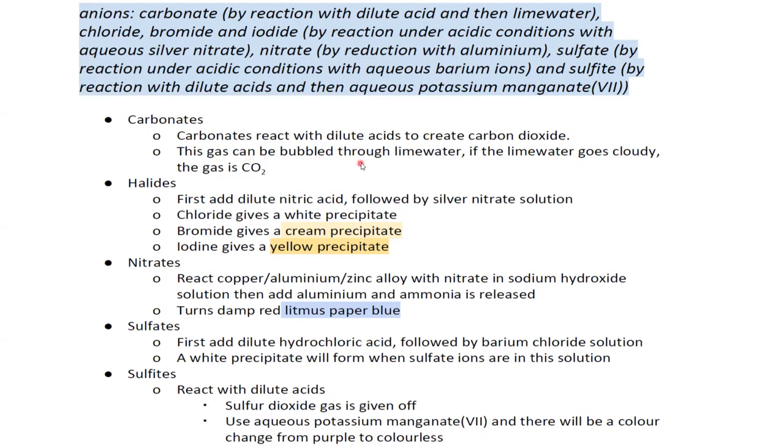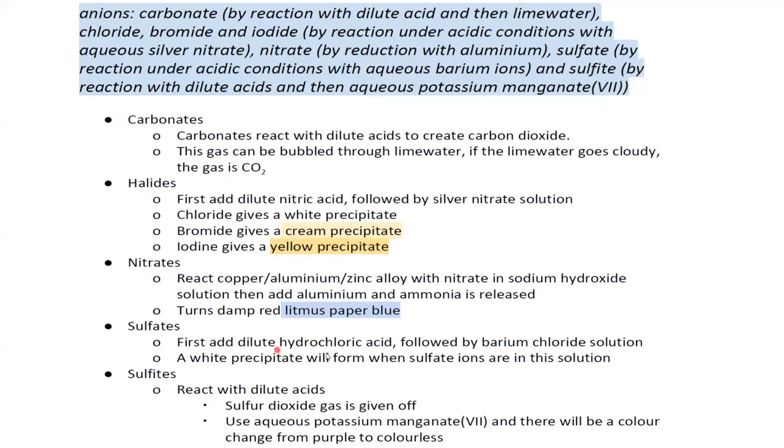If you want to test the halide ions such as chloride, bromide or iodide, you would either add silver nitrate or you can also add lead nitrate. If it's a white PPT, meaning when we mix two solutions and a solid is formed, that is called precipitate. If it is a white PPT, it means chloride is there. If it is a cream color precipitate, it will be bromide, and if it's a yellow PPT, then it will be iodide. Nitrate, we add aluminum powder and sodium hydroxide, it will turn red litmus blue, the gas gets released.